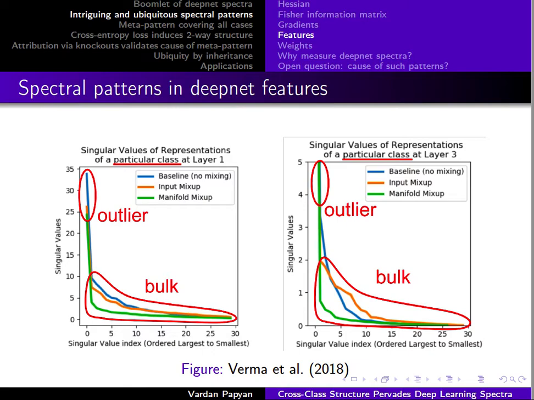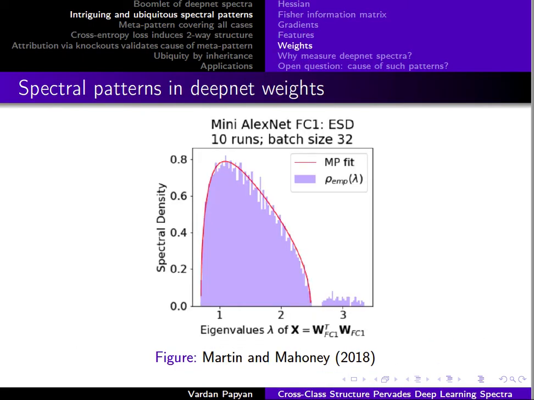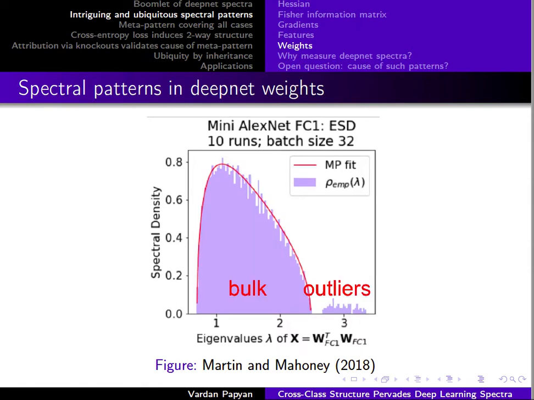Here's another example. Martin and Mahoney actually gave a lecture here at Stanford, and they measured the spectrum, or the singular values, of the different weights in the different layers. Again, if you look closely, you can see there's a bulk and there's a set of outliers.